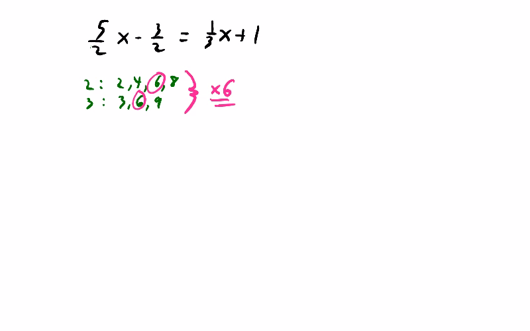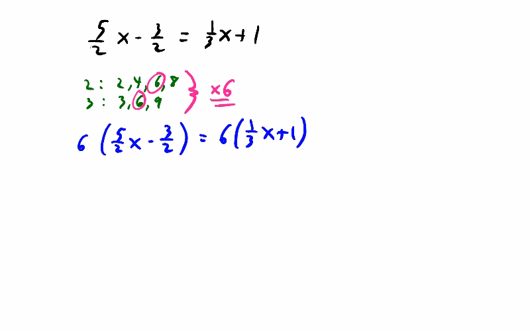So let's do that. Let's take 6 times 5/2 x minus 3/2, and then 6 times the other side of the equation and see what happens. 6 times 5/2 would be 15x. 6 times 3/2 would be 9. 6 times 1/3 x would give me 2x. And 6 times 1 is 6.